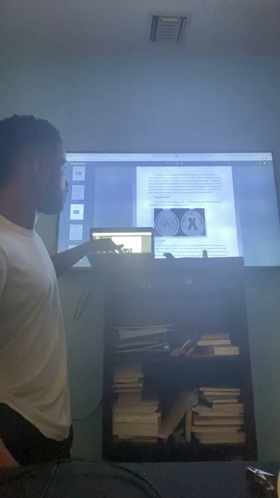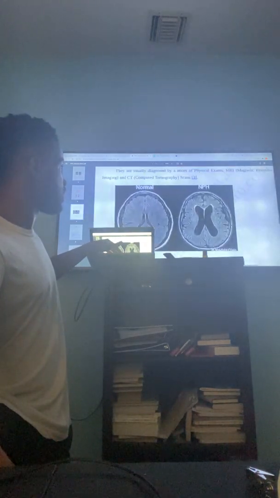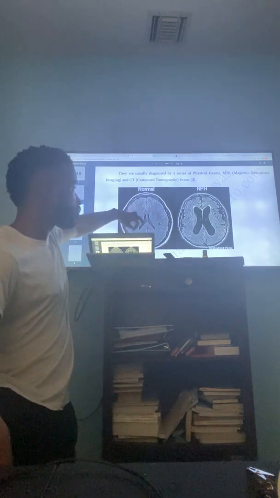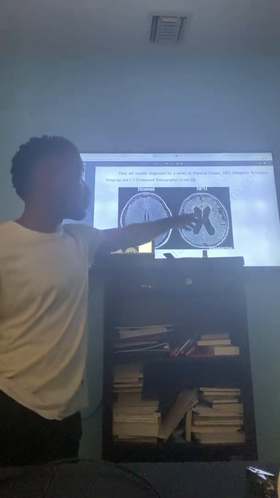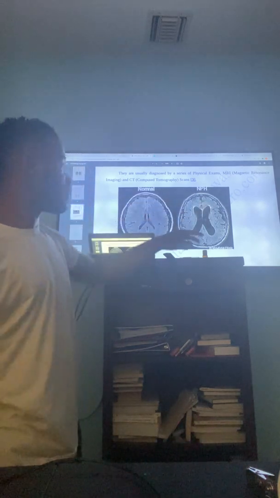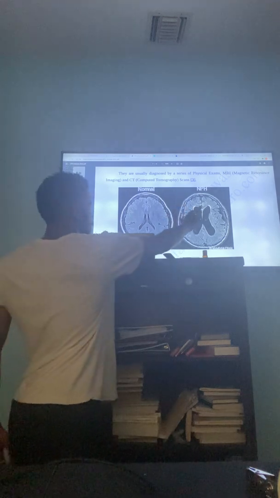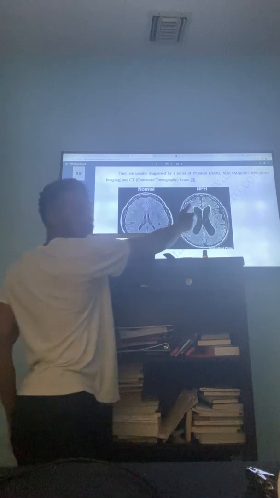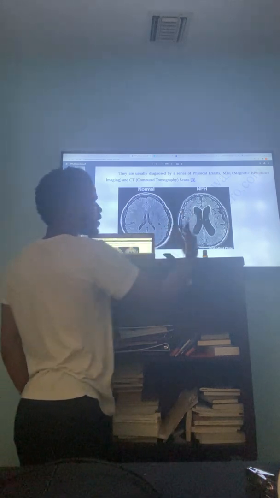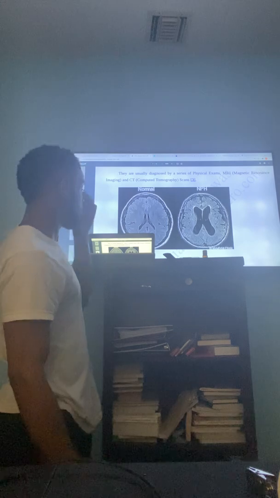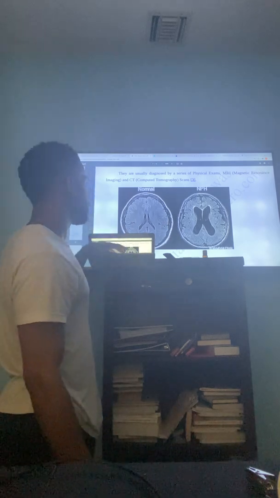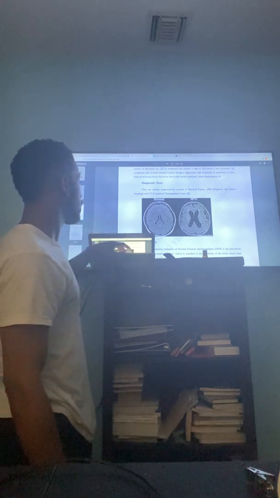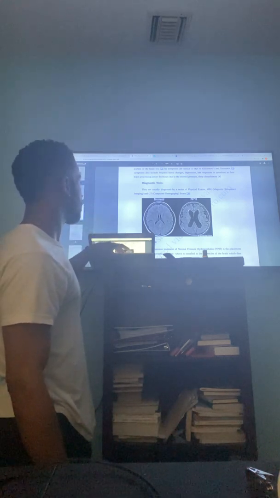So this is an image of a normal brain. These are the ventricles within the brain compared to NPH. As you can see here, this is abnormally big. Something is definitely wrong. There's definitely fluid within this side of the brain of NPH, which more so denotes that it is a normal pressure hydrocephalus.